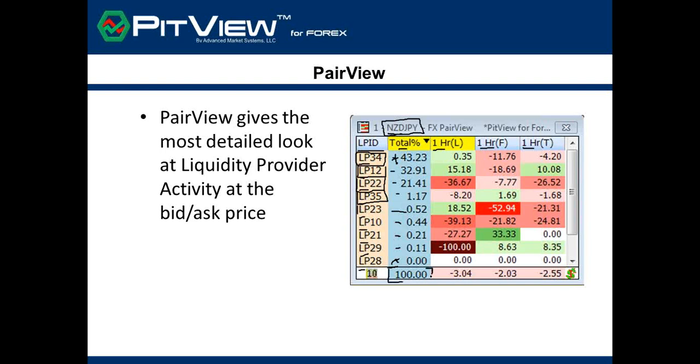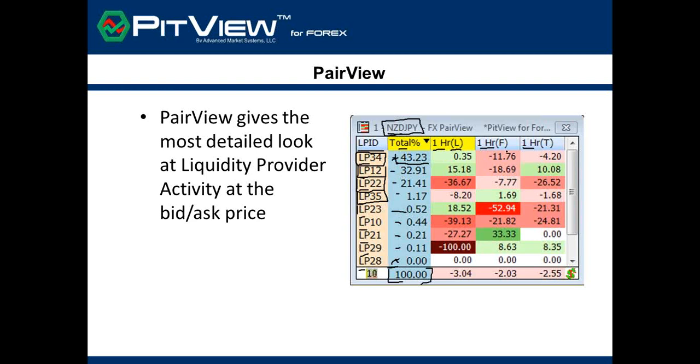This total right down in here will always add up to 100% because it's showing you 100% of the overall liquidity provider activity for an individual pair. So at the top of the list, you can see LP34. Out of all the bid and ask activity, LP34 has accounted for 43% of the bid and ask activity.